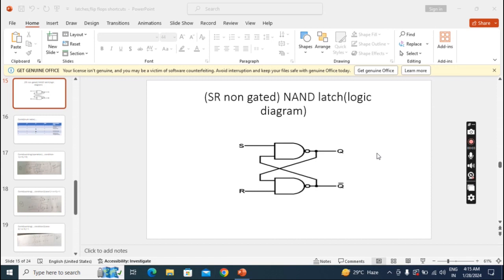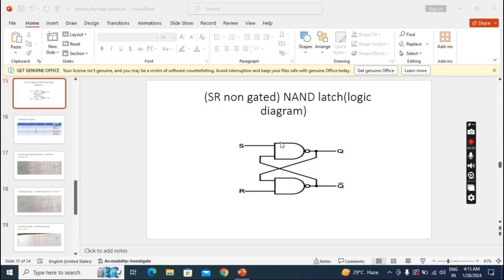In this lecture, we'll discuss the working or operation and construction of the SR non-gated NAND latch. We can simply call it the NAND latch also. Okay, so this is the logic diagram.